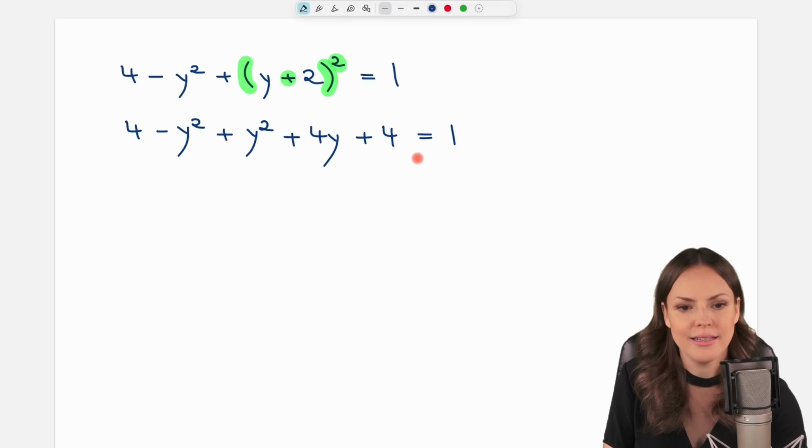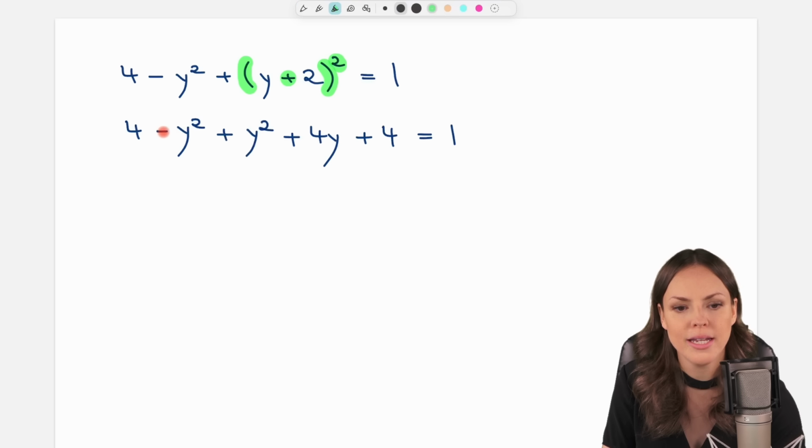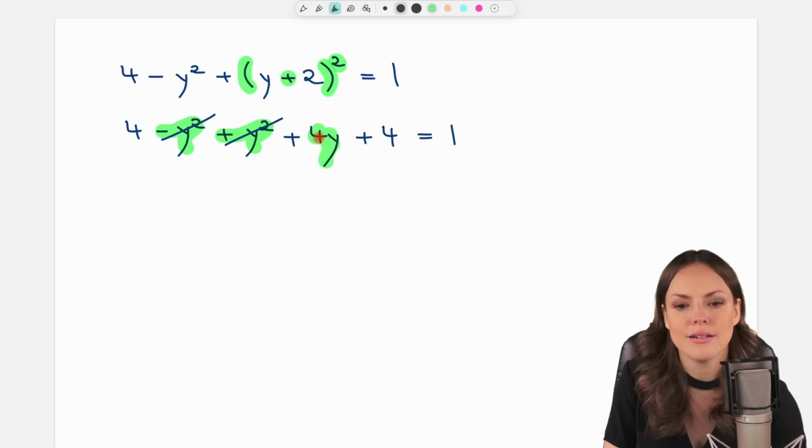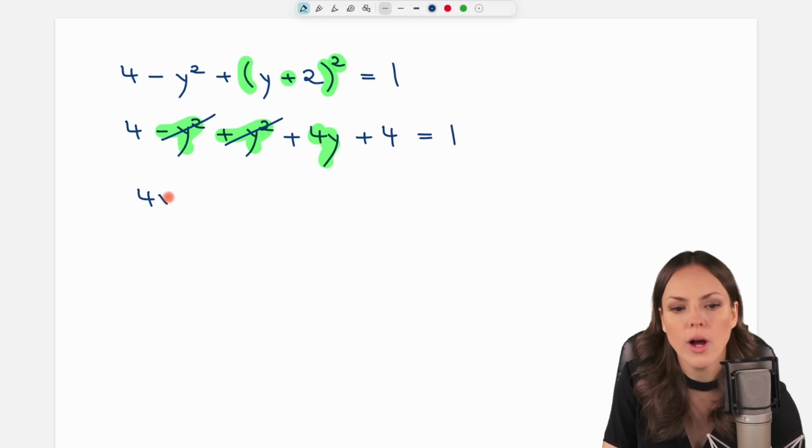Okay, let's simplify a little bit. We have minus y squared plus y squared, which cancels out, which is great. Then we have the y part here, which is just 4y. From the numbers, we have 4 plus 4, which equals 8. And on the other side, we have the 1.